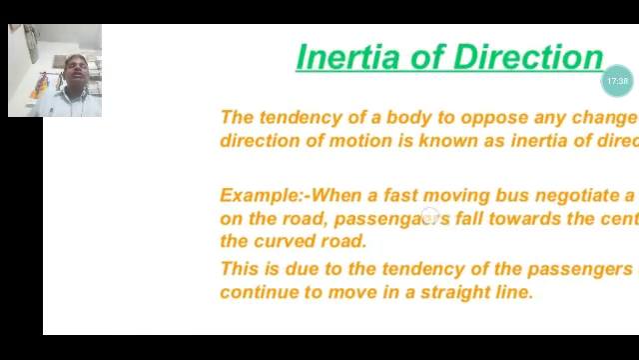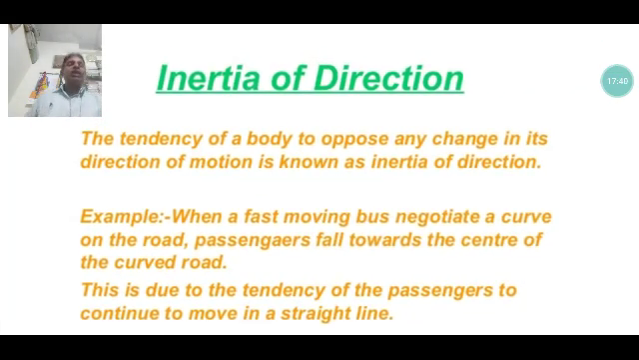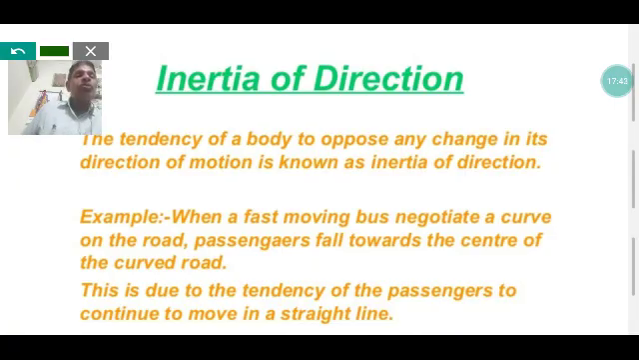The natural tendency of your body to oppose any change in its direction of motion is known as inertia of direction. Example: when a fast moving bus negotiates a curve on a road, passengers fall towards the outside of the curved path. This is due to the tendency of the passenger to continue to move in a straight line, so the passenger falls in another direction due to inertia of direction.